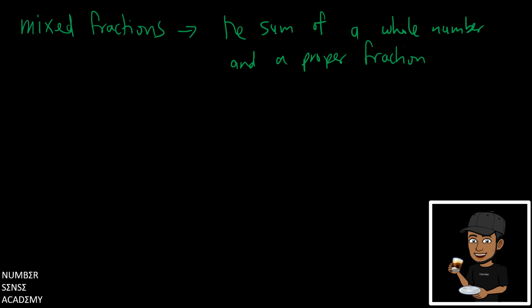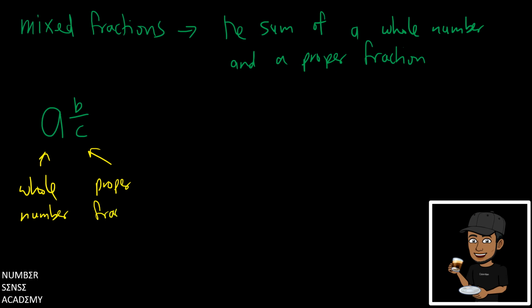And we normally write a mixed fraction in this form. So we have A and then B over C. The A is the whole number, and we write it a little bit bigger so it stands out. And then B over C is your proper fraction. And we said that that's a sum, so this is actually the same as A plus B over C.